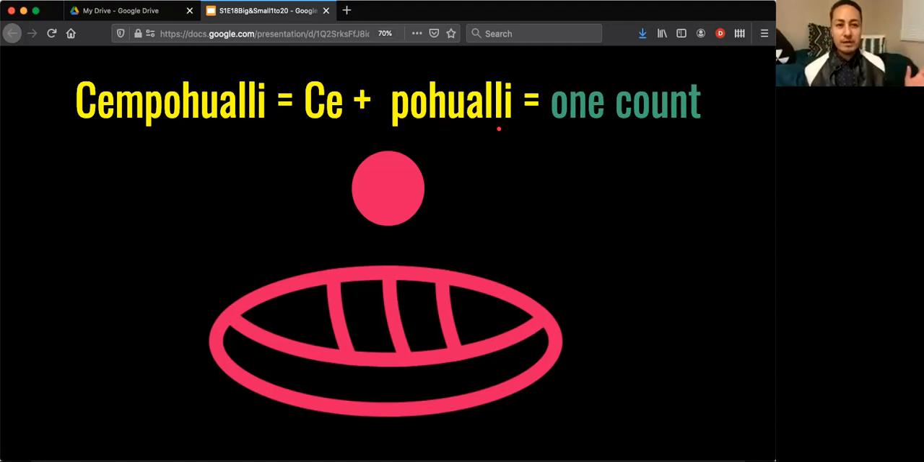In the future, we're going to make a class that goes into numbers higher than 20. But for now, I know that it's a lot of words to memorize, especially if you've never seen these numbers before.